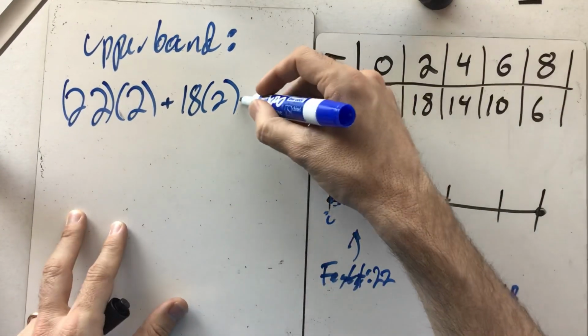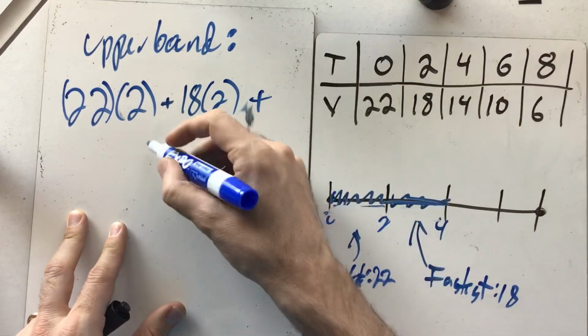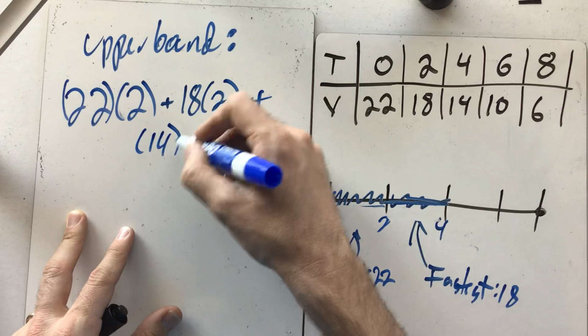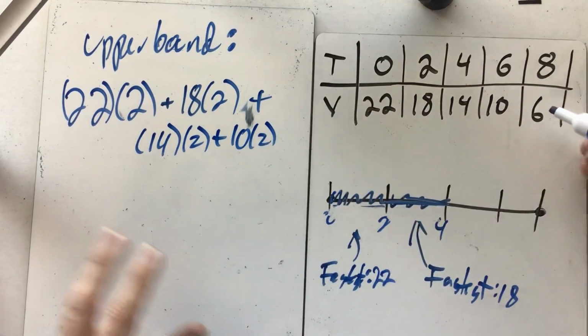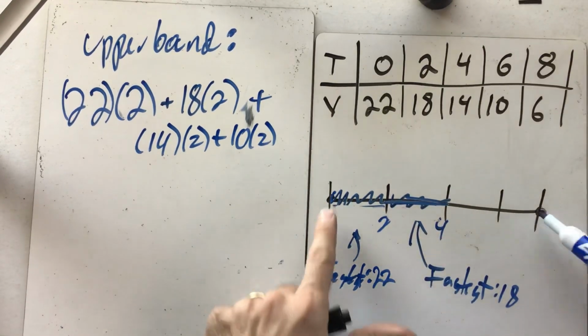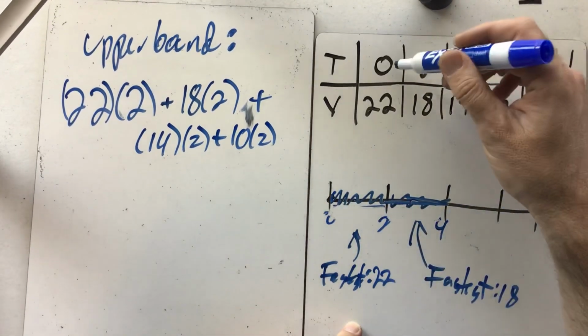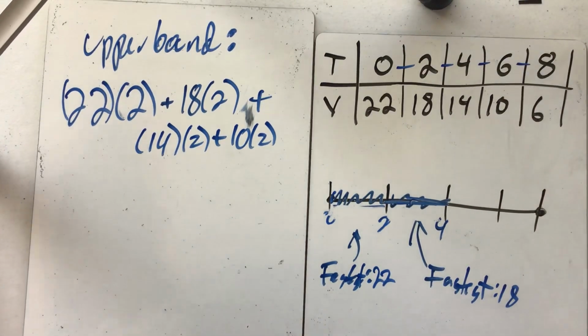Okay, let's just keep going here because we can kind of see how this is going to play out. And we'll do plus, I'm going to have to drop down to the next line, 14 times 2, and then 10 times 2. What about this last 6, you might say? Well, notice if I'm thinking about 8 seconds, there are really only 4 segments. There's the 0 to 2 segment, the 2 to 4 segment, the 4 to 6, and the 6 to 8 segment. There really isn't an 8 to 10 segment because we're stopping at 8 seconds.